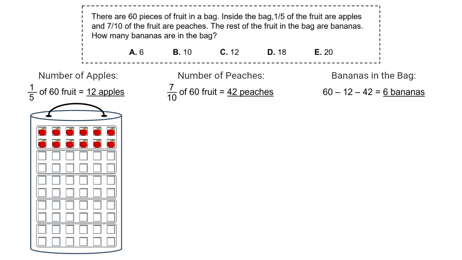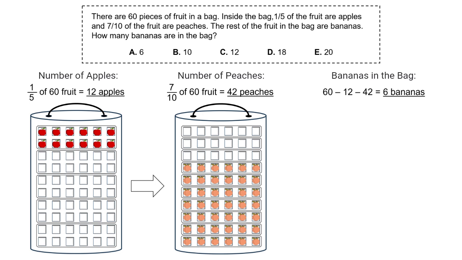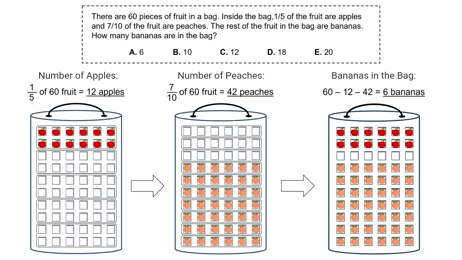The same concept can work with the number of peaches. You have 60 fruit in the bag. We're going to split it into 10 equal groups, and then you just count the number of fruit in 7 of those 10 groups. And so when you work it out, you're going to end up with 42. So with the apples and the peaches combined, you're going to have some fruit left over. So now you can see, combining the 2 pictures, that obviously there's going to be some left over. And since we know that the rest of the fruit are bananas, we know that there's going to be 6 bananas left over. So once again, there's 6 bananas in the bag. And the final answer, once again, is A.